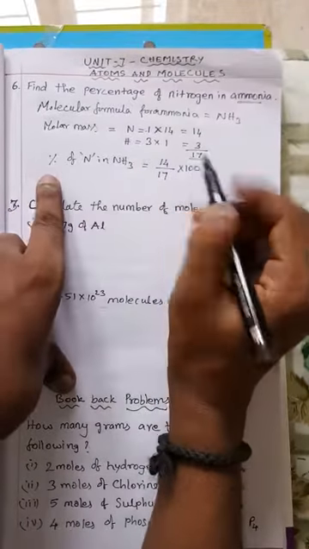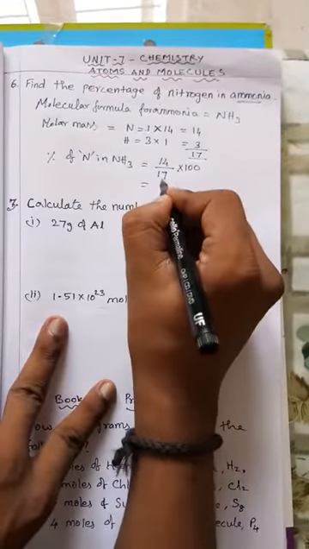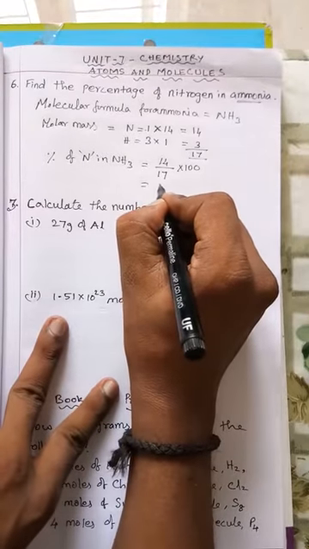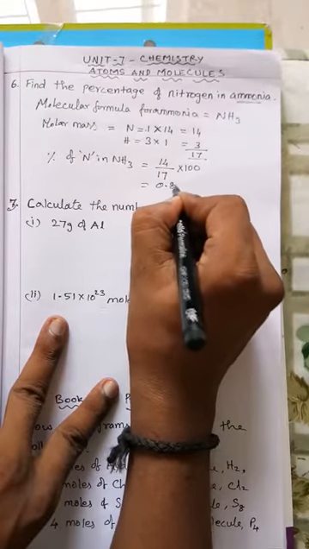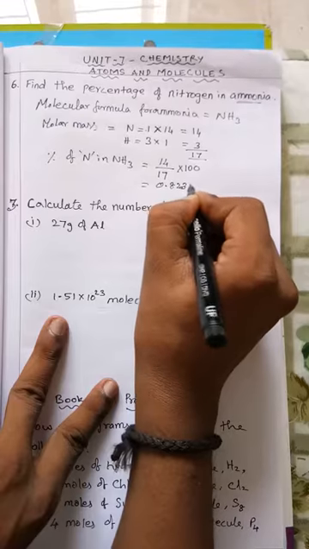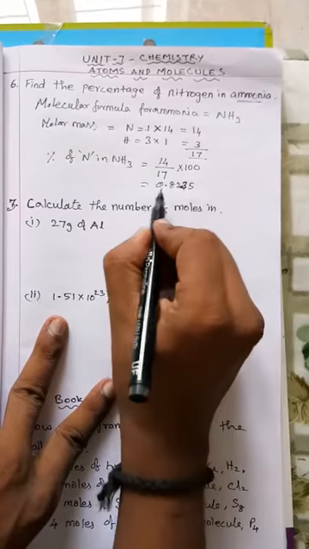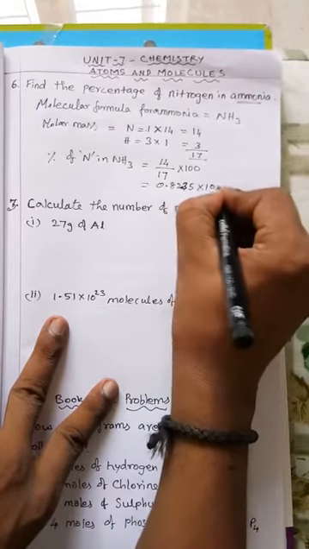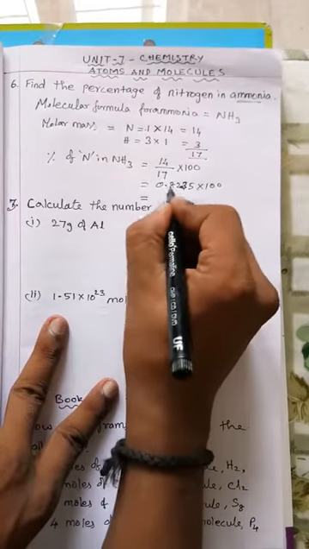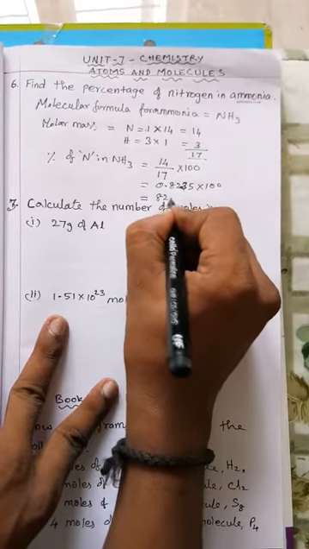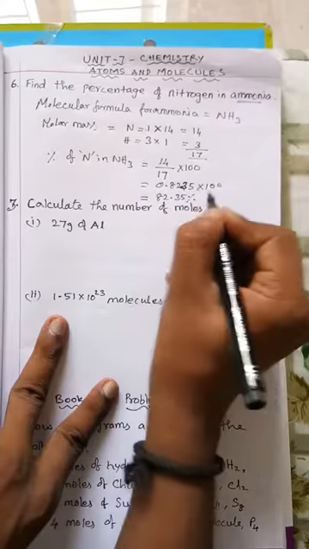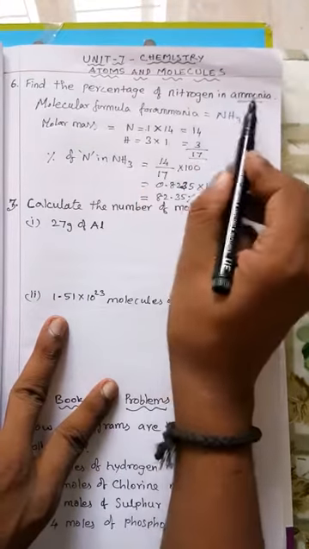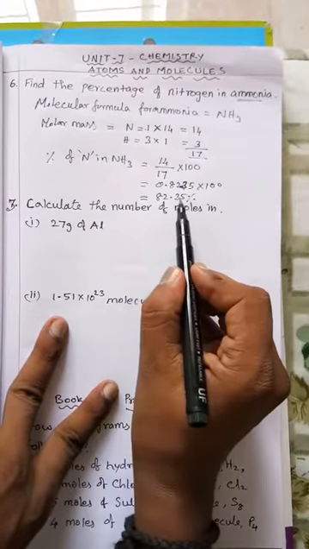100 means percentage value. So 14 divided by 17 is 0.8235. 0.8235 into 100 is 82.35 percent. This is the nitrogen percentage in ammonia, 82.35.